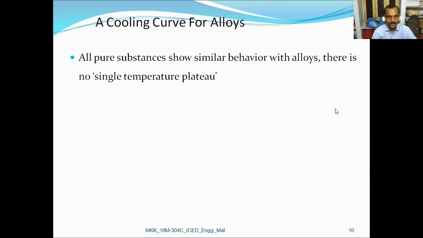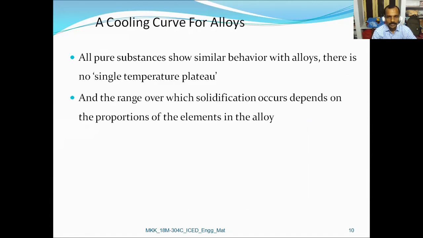So all pure substances show similar behavior with alloys. There is no single temperature plateau. And the range over which solidification occurs depends on the proportions of elements in the alloy. So nothing but most of the pure substances have the same behavior with the alloys, and the solidification range, nothing but the occurrence of the solidification, depends upon the type of composition or proportions of the different elements in a particular alloy.